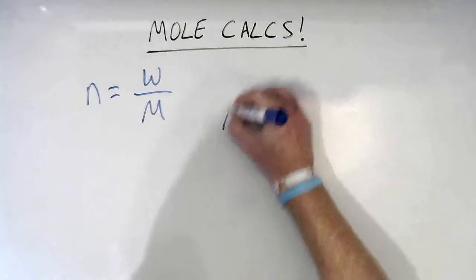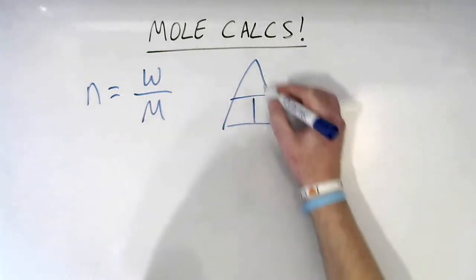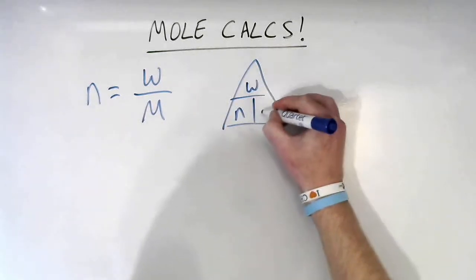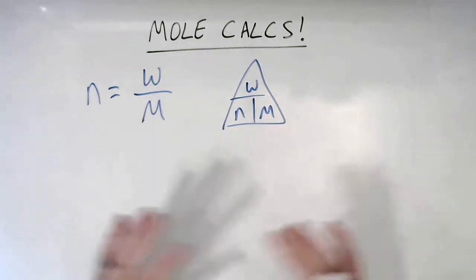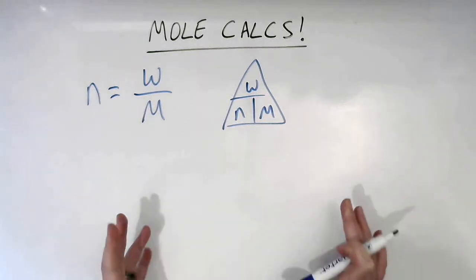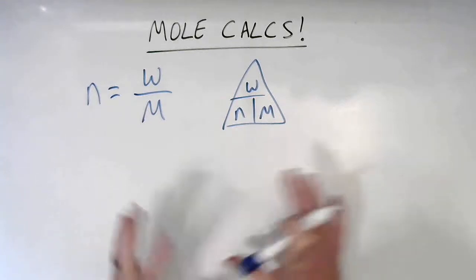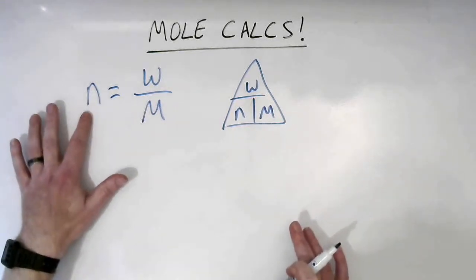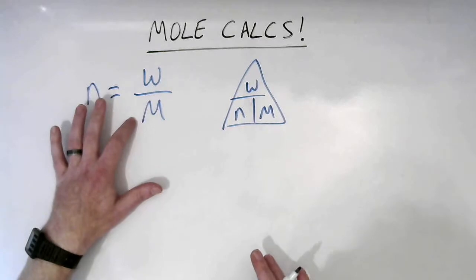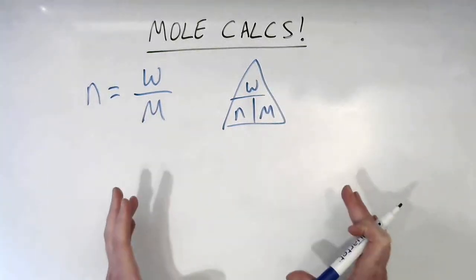So you'll be able to use this equation and this triangle here, number of moles equals mass over molar mass, to get yourself out of most calculation situations. You're going to be doing so many mole calcs, and it's going to be linked to every single topic. So number of moles equals mass over molar mass, and obviously being able to rearrange that.